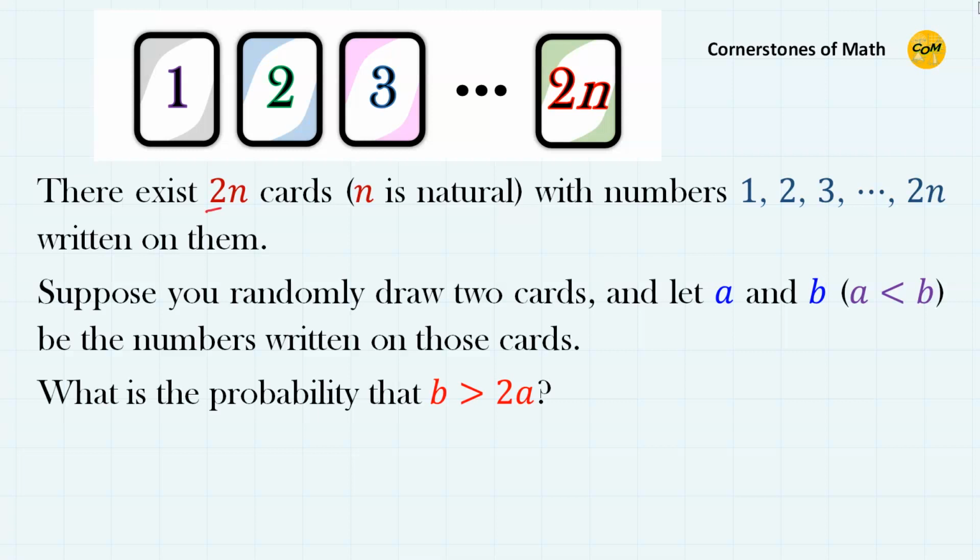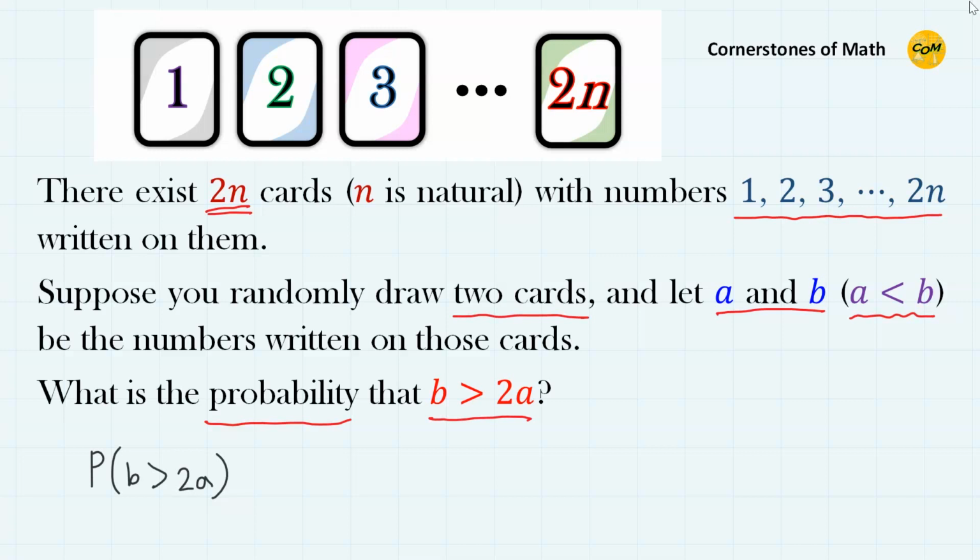There exist 2n cards with numbers 1 to 2n written on them. So we have an even number of cards, and suppose you randomly draw 2 cards and let A and B be the numbers written on those cards. Here A is the lesser one and B is the greater one between those two. What is the probability that B is greater than twice the value of A?